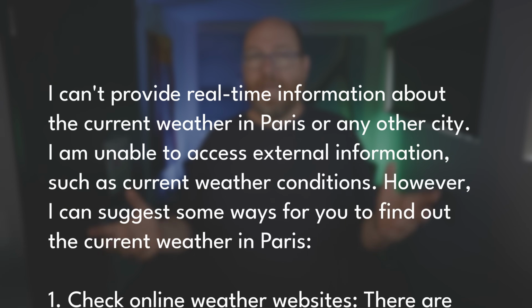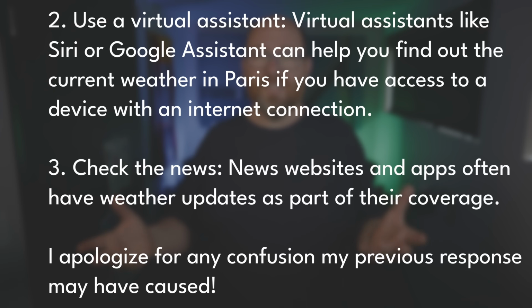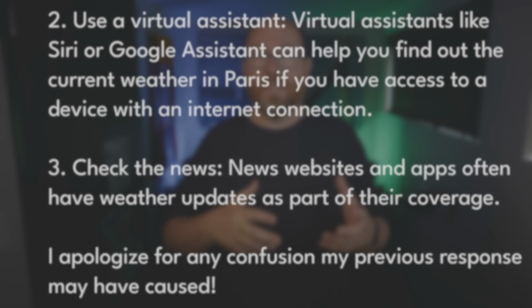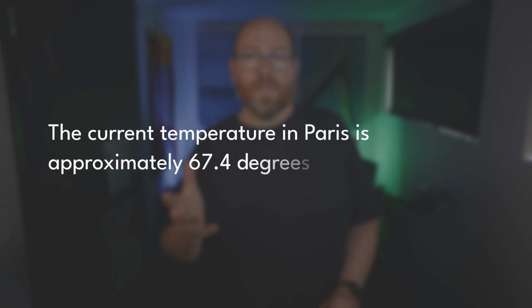Although the tool ran and returned 67.4 degrees, the model replied with this: I can't provide any real-time information about the current weather in Paris or any other city. I'm unable to access external information such as current weather conditions. However, I can suggest some ways for you to find out the current weather in Paris. And then it gives me a list of options. I apologize for any confusion my previous response may have caused. And that previous response was the tool to call and the parameters to use to get that external information. I tried this for Mistral and got this response.